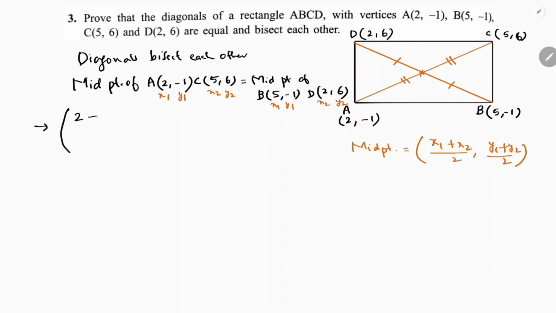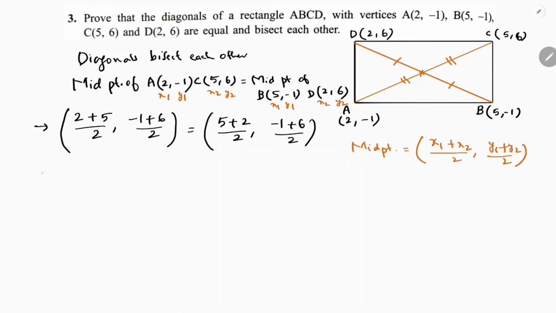x1 is 2, x2 is 5 by 2, y1 is minus 1, y2 is 6 by 2. Here for BD, x1 is 5, x2 is 2 by 2, y1 is minus 1, y2 is 6 by 2. So if you observe here, 2 plus 5 is 7 by 2, minus 1 plus 6 is 5 by 2, equals 7 by 2 comma 5 by 2.